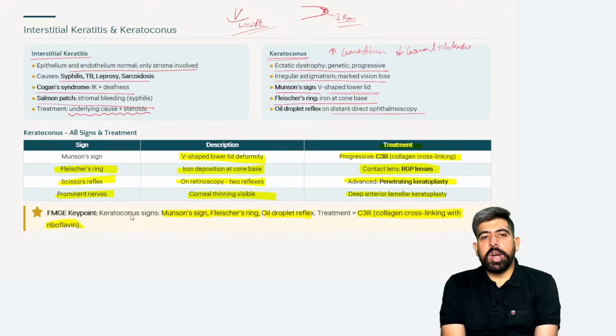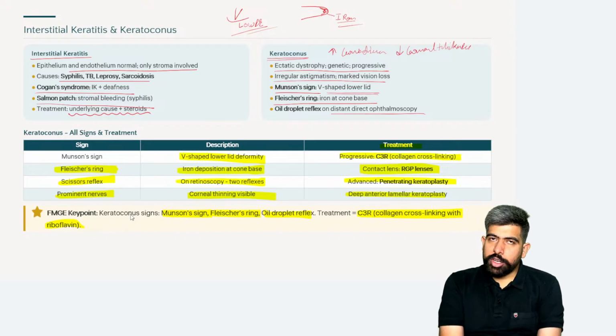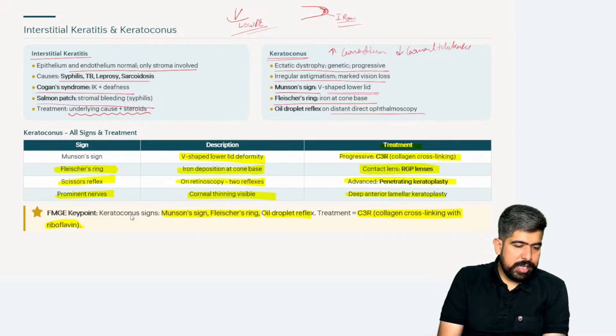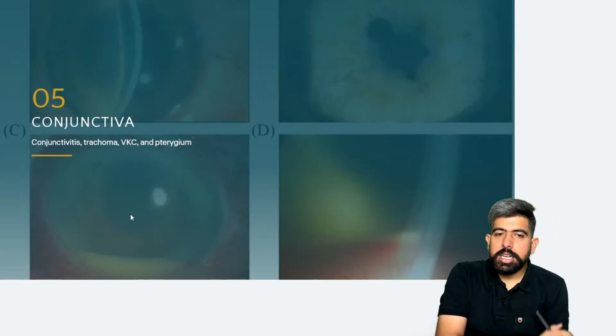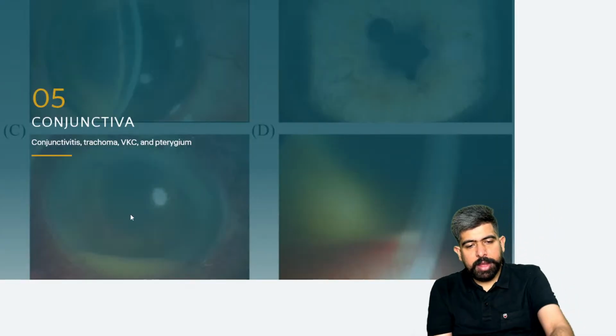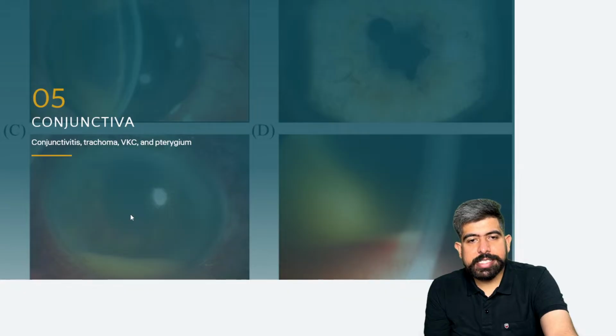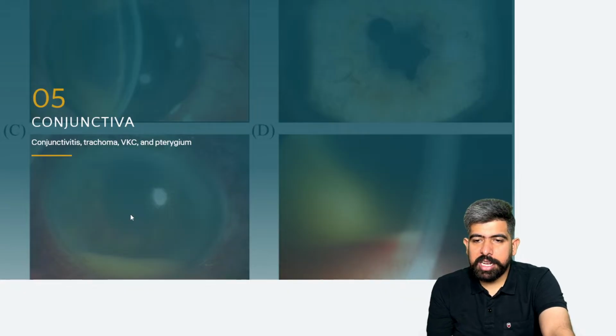So this is the treatment of corneal keratoconus. Let's move forward to the next topic, which is the conjunctiva, right? All the rest of the topics we are doing. Done with glaucoma, cataract, anatomy, and cornea. The main important topics are covered, right? Chalo, now moving forward with the conjunctiva.